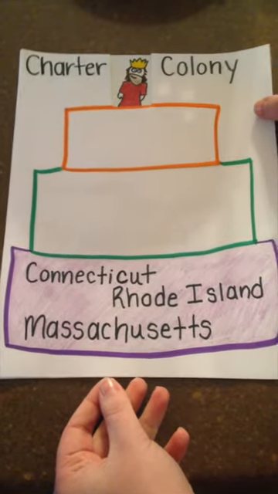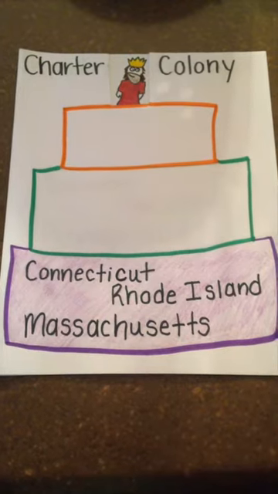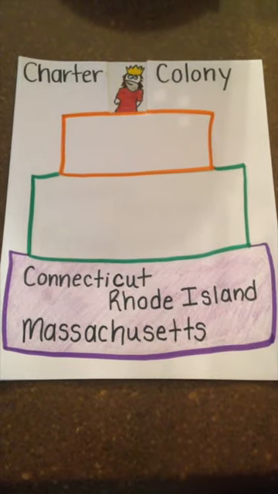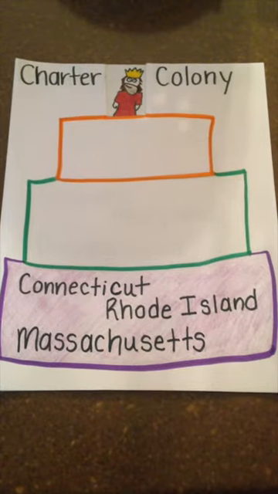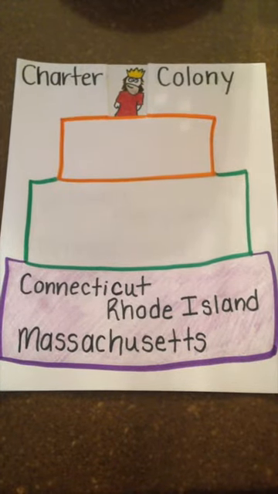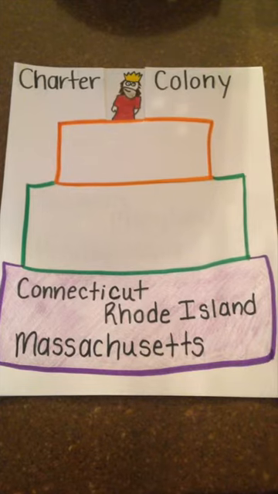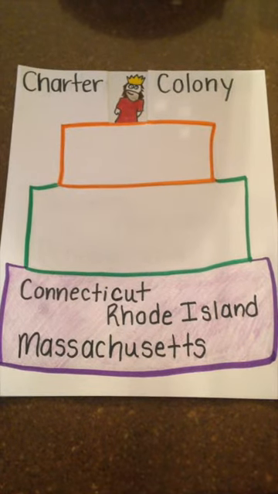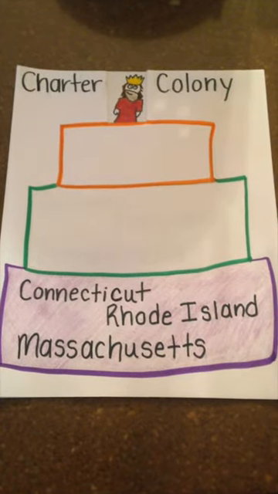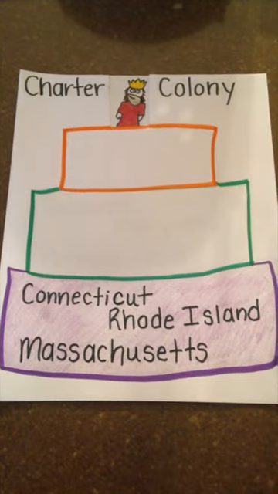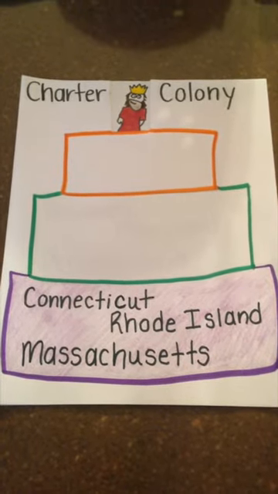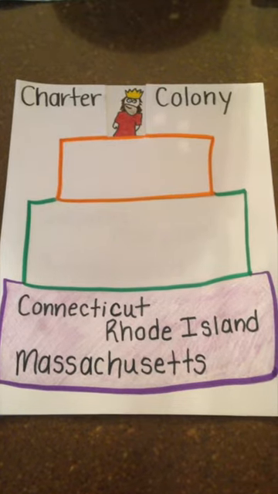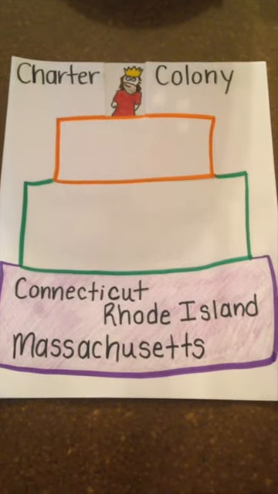The third tier, we have charter colonies. These colonies were granted to groups of colonists, and they had many freedoms from the king, but they still had to answer to his general laws. These colonies could be found in the northern regions of the 13 colonies.